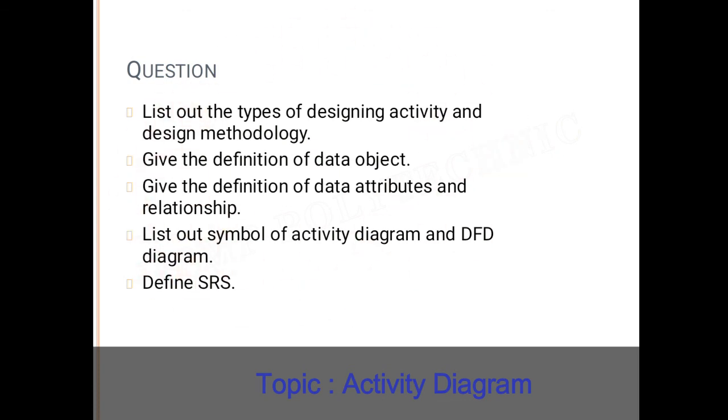Then the second question is: give the definition of data object. Then the third question is: give the definition of data attributes and relationship, and list out the symbols of the activity diagram, data flow diagrams, and define SRS. SRS stands for software requirement specification. So all these questions are very important for the GTU exam.